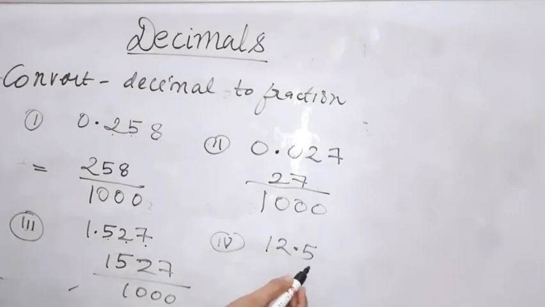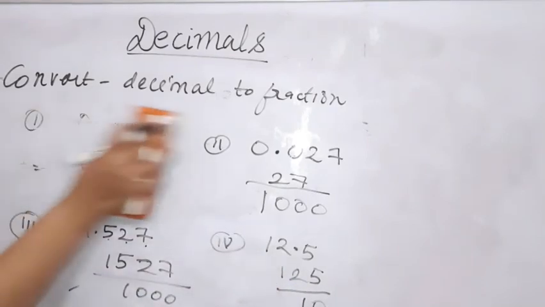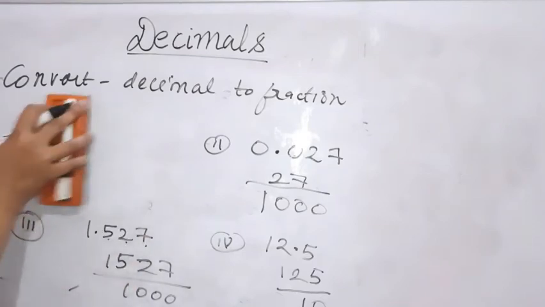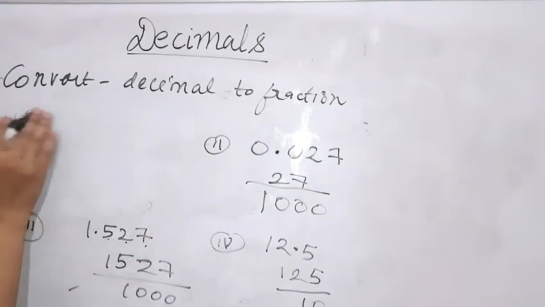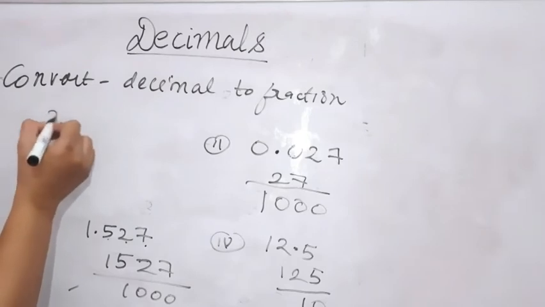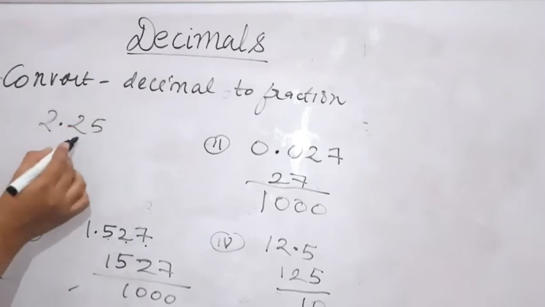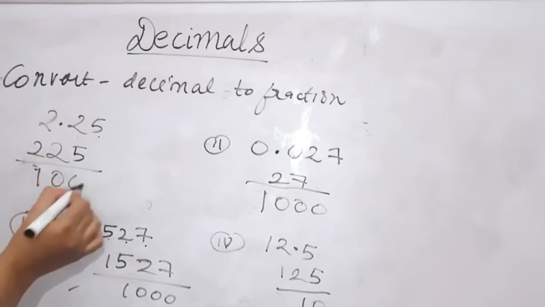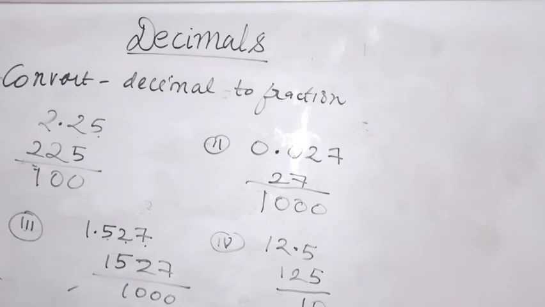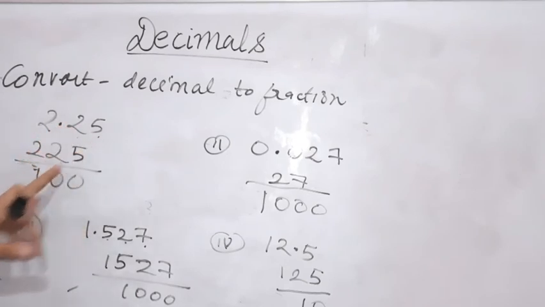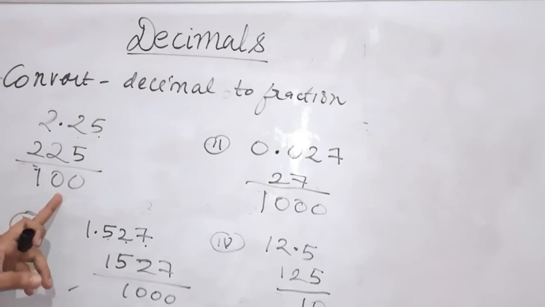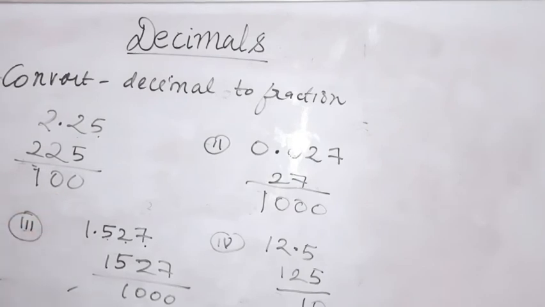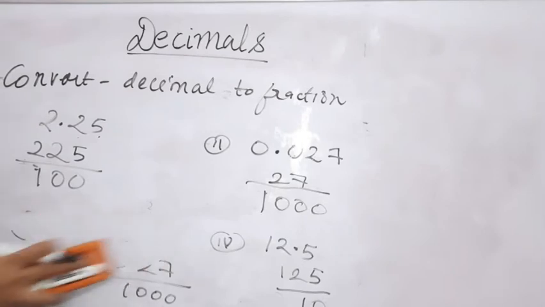Now students, you must also get questions like 12.5. As you can see, there is only one digit, so it will be 125 upon 10. Taking some more examples, in some questions you may get 2.25. There are 2 places after the decimal point, so it will be 225 upon 100. Why is it 225 upon 100? Because after the decimal point there are 2 digits, so in the denominator we add 2 zeros at the right side of 1. So it is 225 upon 100.